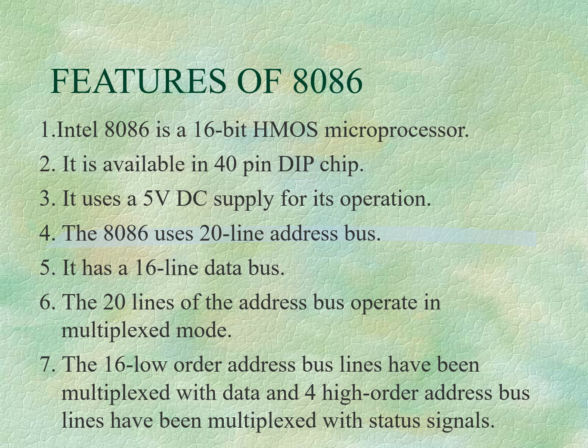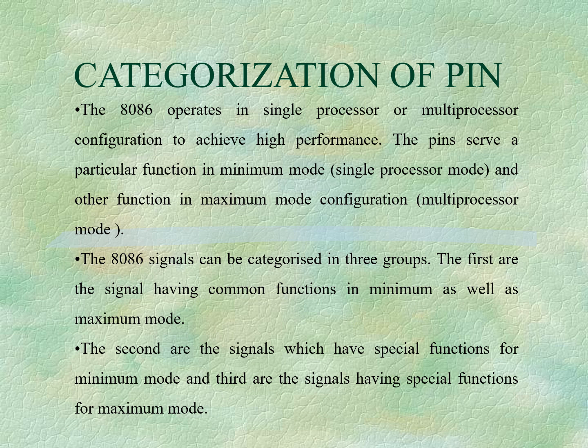So the 20 lines of the address bus are operated in the multiplex mode, and the remaining 4-bit address will be multiplexed with the status. So there are 3 groups of 8086 signals. One is the common functions, basic signals, which are common for both the minimum and maximum mode. The second is the pins only for minimum mode. The third group is the pins only for maximum mode.